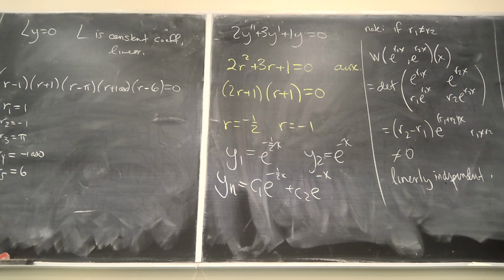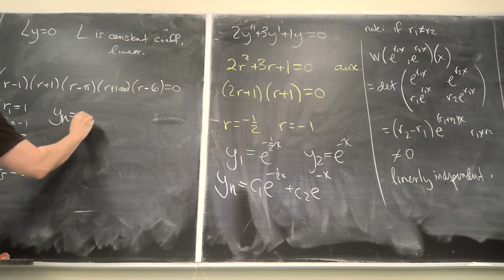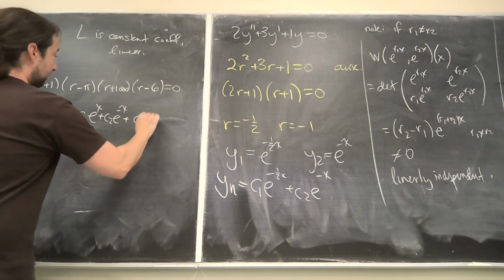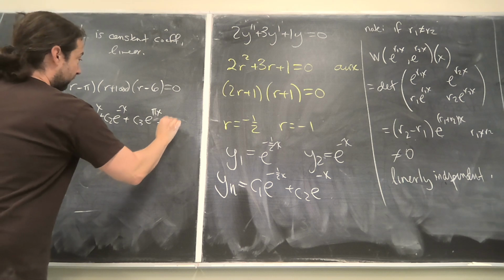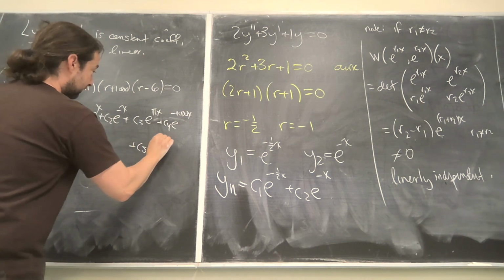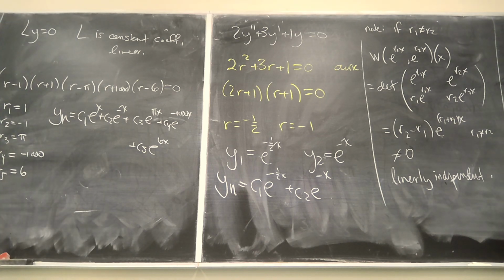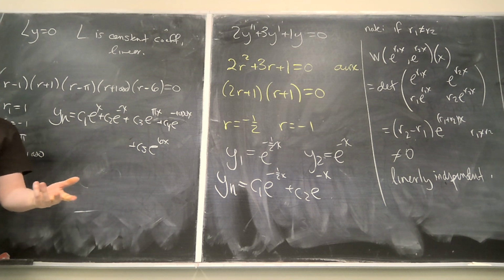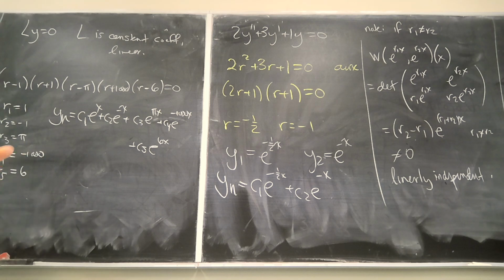They each occur once with no multiplicity, so the general solution here is going to be C1 e to the x plus C2 e to the minus x plus C3 e to the pi x plus C4 e to the minus 1,000x plus C5 e to the 6x. You can translate the linear terms directly into solutions in this way. You generally will not be asked to verify that these are linearly independent, outside of just 2, because I don't want to make you guys do determinants. It's not very exciting.